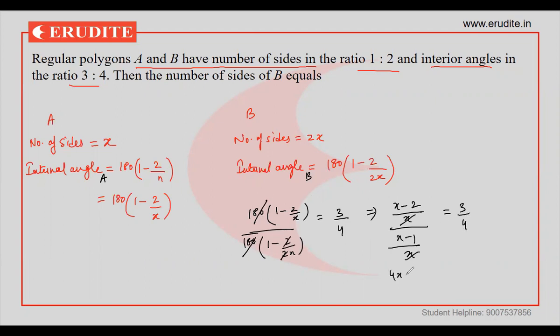Once you solve it, it's 4x minus 8 equal to 3x minus 3. This will be x equal to 5. So that means the number of sides of polygon A is 5 and the number of sides of polygon B is 10. They're asking for the number of sides of polygon B, so the answer is 10. I hope it is clear to everyone. Thank you.